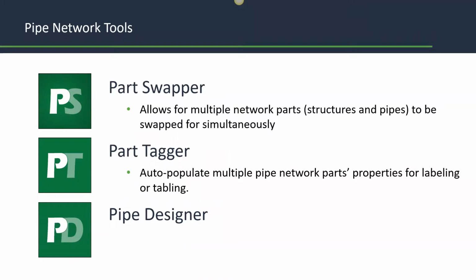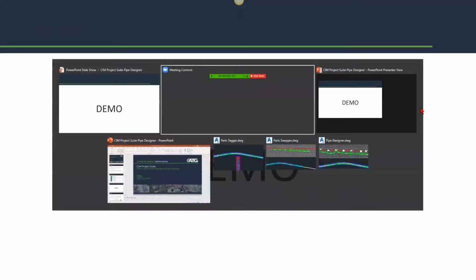With Pipe Designer, it gives me the ability to mass edit everything in a spreadsheet format. So I can not only see what's happening before I say apply, I can visually see it once I say apply. So with that, let's go ahead and jump into the software.